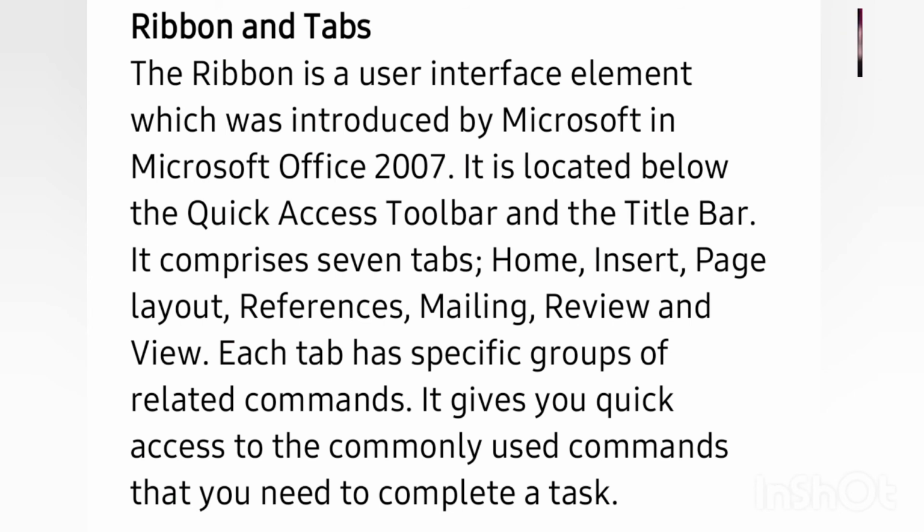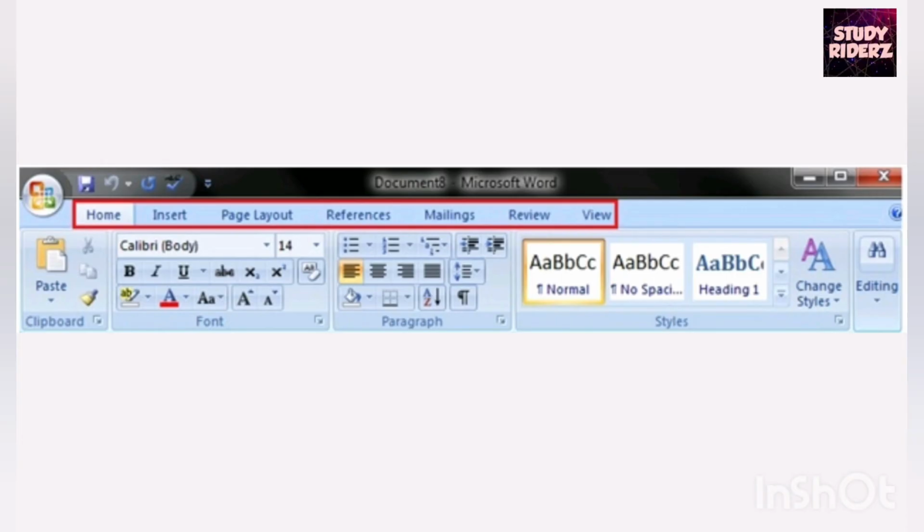These 7 tabs have several commands and specific groups. We will see one by one in this video. I will show you the picture for ribbon tab and its 7 menus. So this is the picture and these are the 7 tabs of the ribbon tab. We will see one by one.